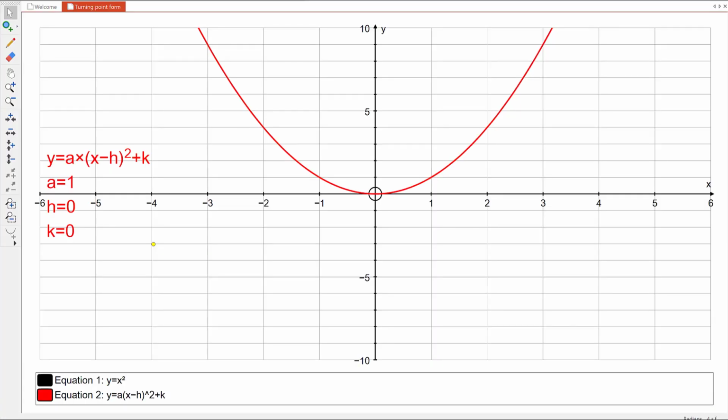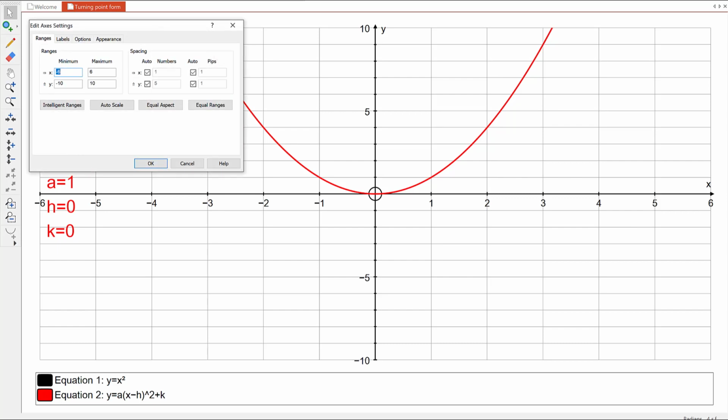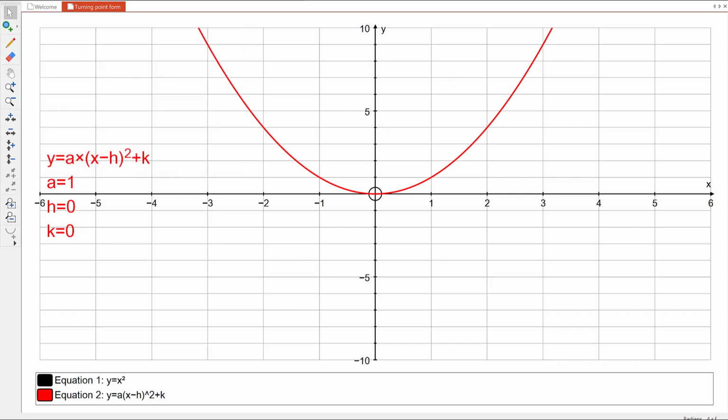Okay, so here we have a parabola. The equation is written over here on the left. It's y equals a times x minus h all squared plus k. So that's that general form, which we're going to call turning point form, which you saw in the notes. At the moment, a is equal to 1, h is equal to 0, and k is equal to 0. So this is the equation y equals x squared. Okay, so what I want to have a look at is, again, reviewing what happens.